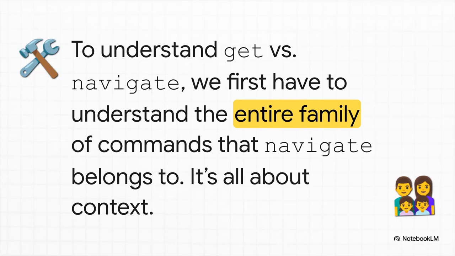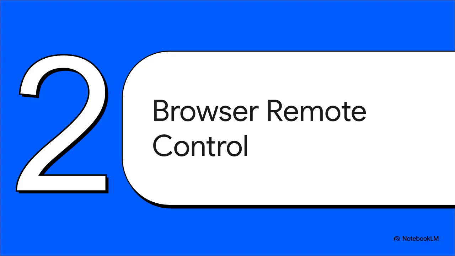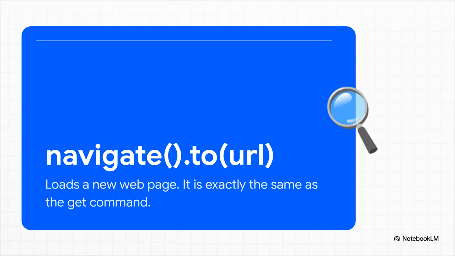But hang on. Before we can truly appreciate the difference between get and navigate, we first have to zoom out and look at the whole family of commands that navigate is a part of. It's all about context. I want you to think of the navigate interface as your browser's remote control. Seriously, it gives you programmatic access to all the buttons you're already clicking by hand every single day. Let's just quickly run through them. First up, you've got navigate.to. This one's easy. It just takes a URL and loads the web page.